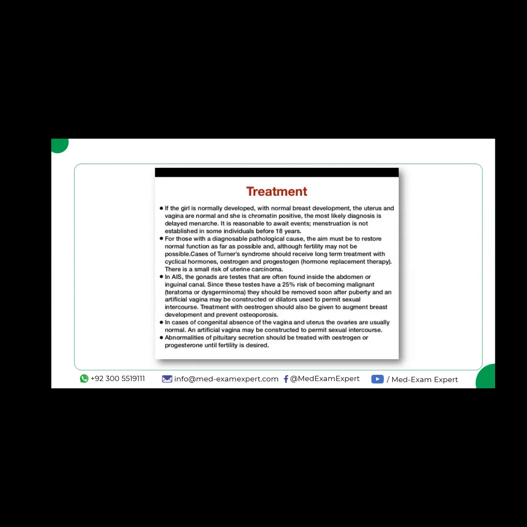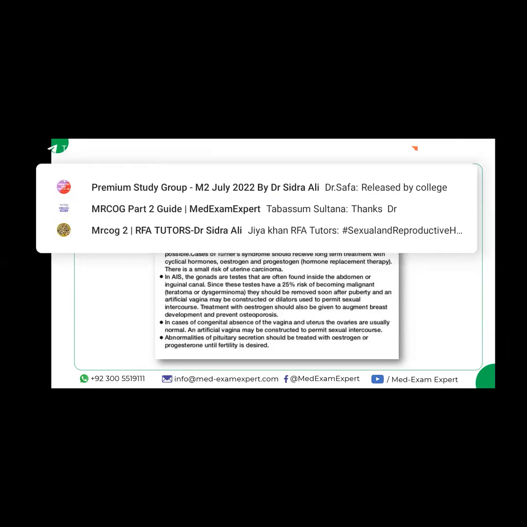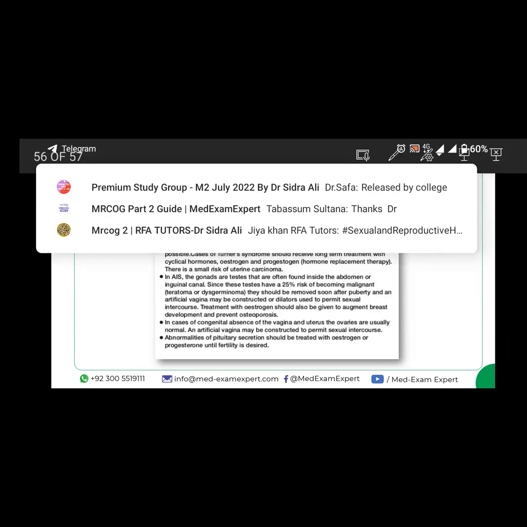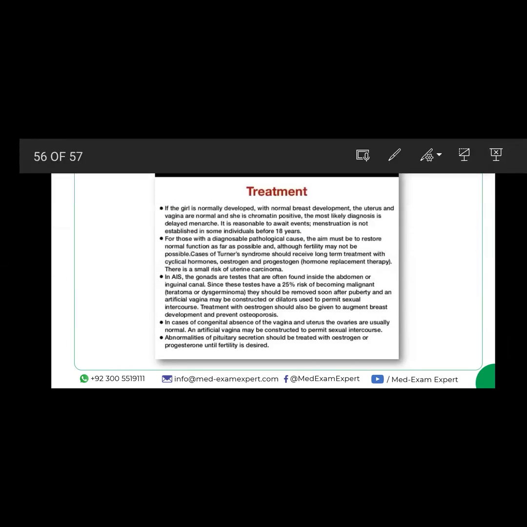In cases of congenital absence of vagina and uterus, the ovaries are usually normal. An artificial vagina may be constructed to permit the sexual intercourse in these patients. Abnormalities of pituitary secretion should be treated with the estrogen or progesterone until the fertility is desired.